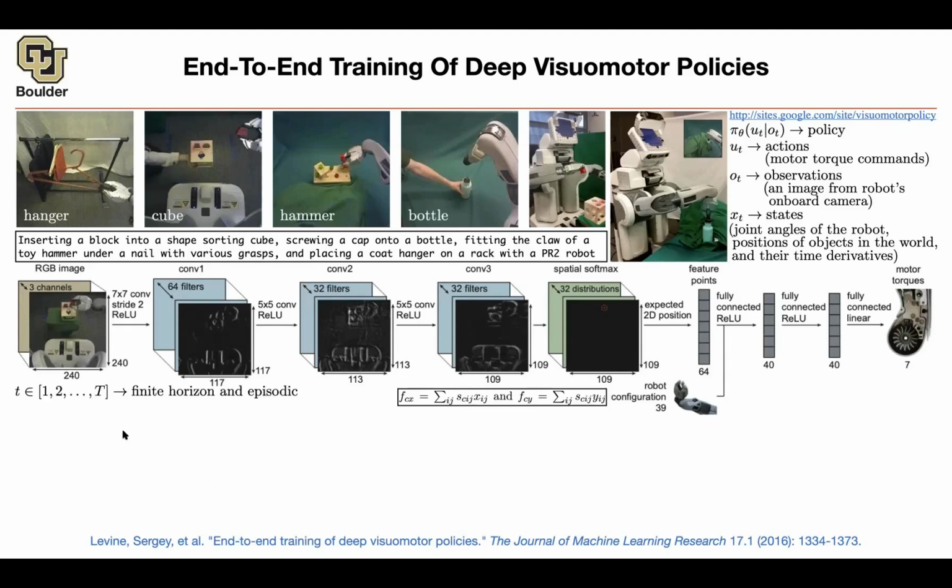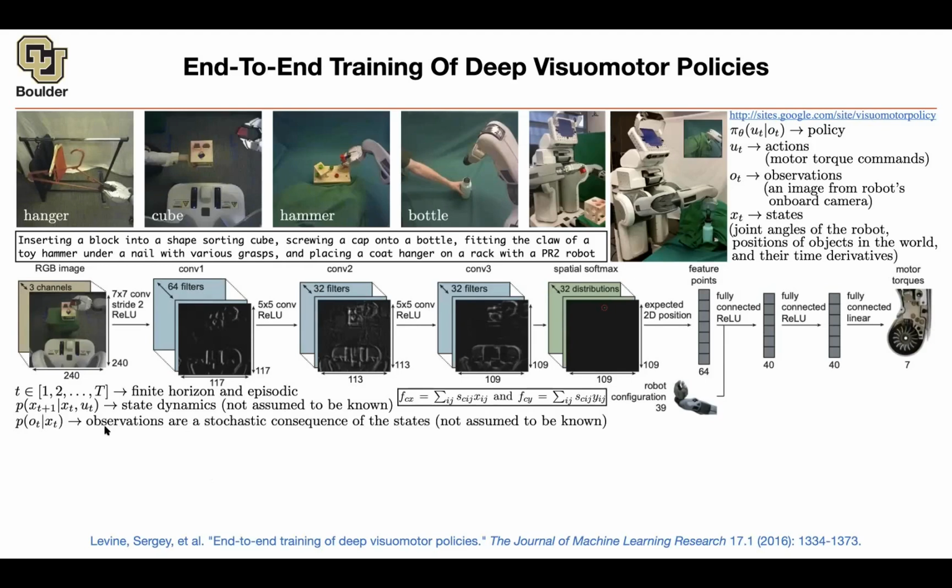A little bit of the background. This is a finite horizon episodic problem. This is episodic because 1 episode, 2 episode, etc. There is some state dynamics that you are not assuming to be known. Given the state, given the actions that you took, you're going to go to the next state. You have some observations. Given the state, you have some image that the robot is going to see. This one you don't assume to be known as well.